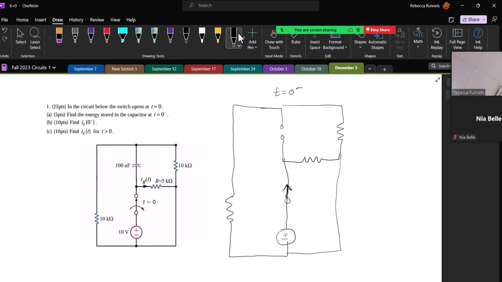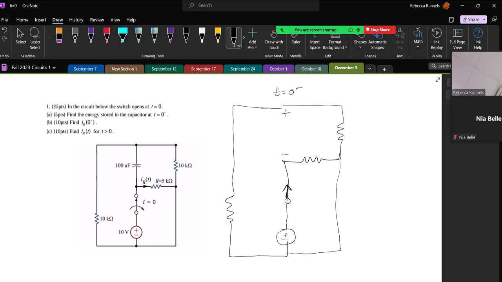If we look at the circuit the way I drew it at 0 minus, the capacitor acts as an open circuit. So we are going to need to get the voltage across that. But what I'm going to do right now is erase it so that we can have a better picture of what this circuit looks like. So there it is, and we are trying to get the voltage from here to here, because we need to get the energy stored in the capacitor at time t equals 0.